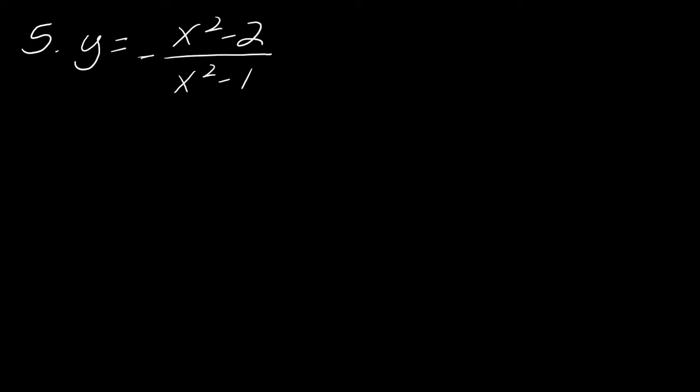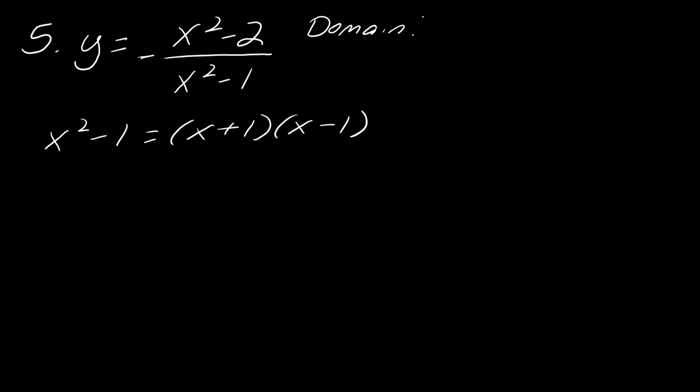So for number 5, I've got y equals the negative, so notice there's a negative here, x squared minus 2 over x squared minus 1. Okay, so this is kind of like your classic rational expression, really. So let's just go ahead and note the domain to start. For the domain, what we're interested in is where would we get a 0 in the denominator, which, x squared minus 1 factors as x plus 1 and x minus 1. So at negative 1 and 1, that's where we can't have a 0.